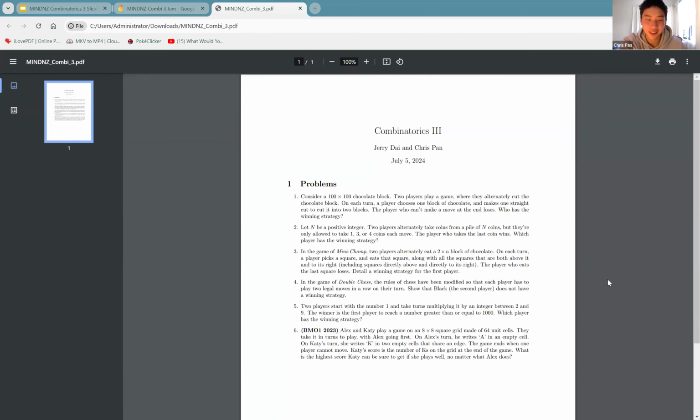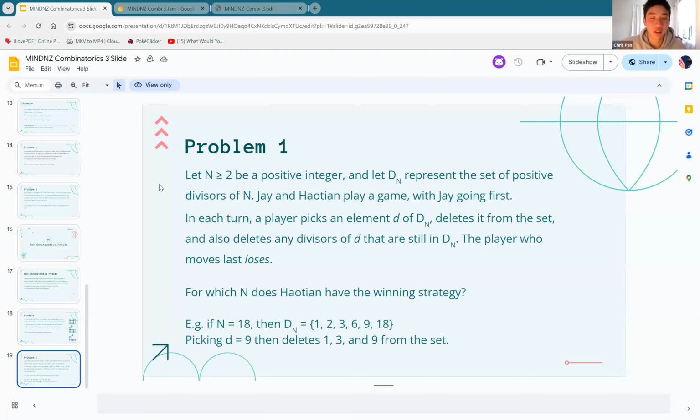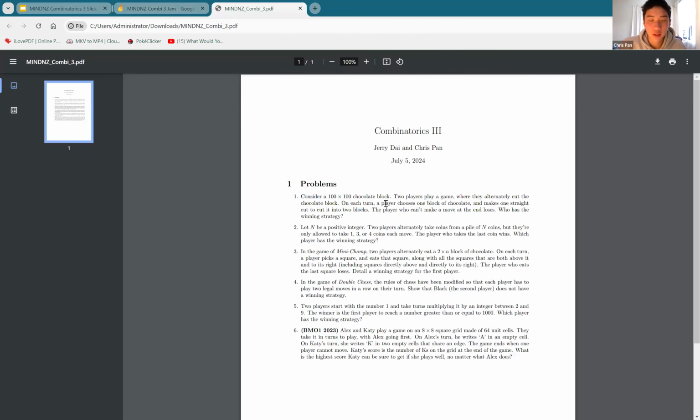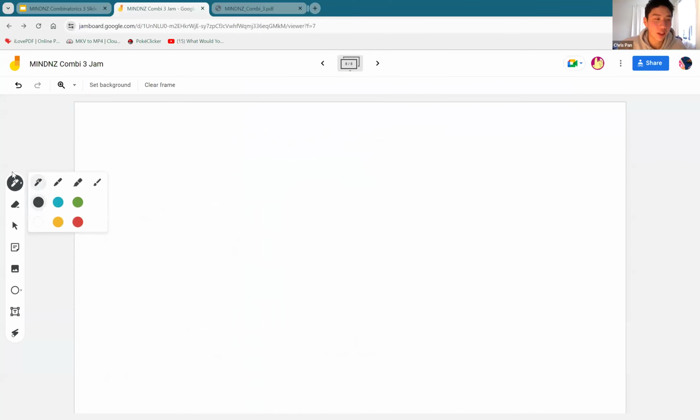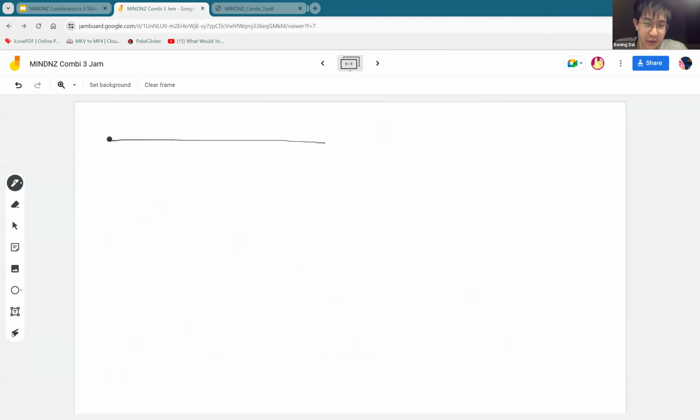No, problem one is so stupid. Problem one's not even a combinatorial game. I'm going to go over problem one real quick, just because it's not actually a combinatorial game. Problem one is an example of a question where I say winning strategy here. The question is like this: you start off with a chocolate bar.